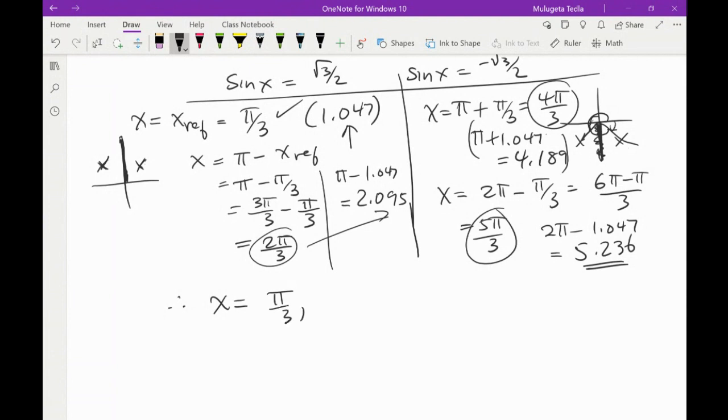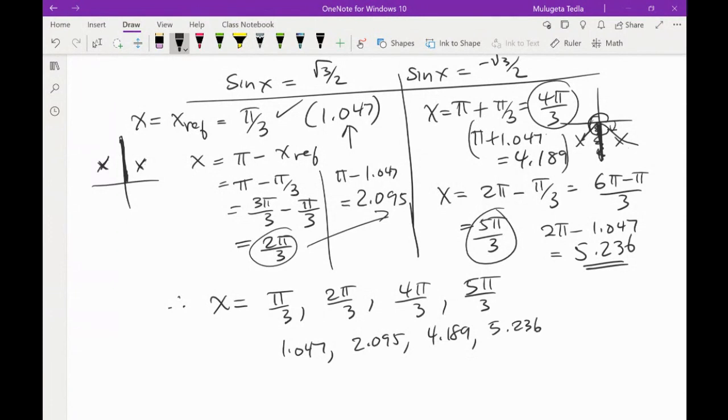Therefore the solutions for x would be simply pi by 3, 2 pi by 3, 4 pi by 3, and 5 pi by 3. I will take the values in terms of pi. But if you gave me answers as 1.047, 2.095, 4.189, and 5.236, I would accept these answers too.